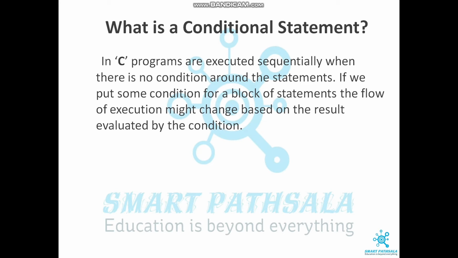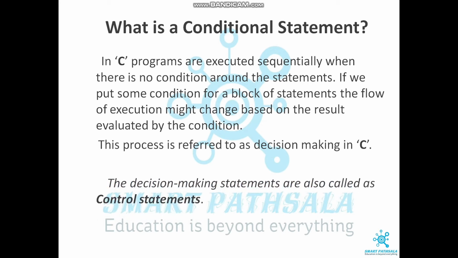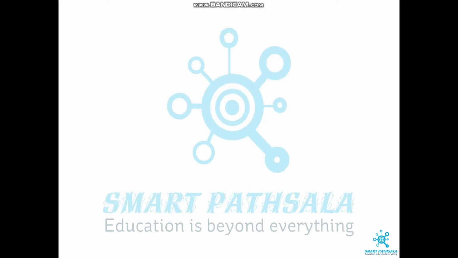In C, the idea is the same. If you put some condition, the flow of execution might change. This process is referred to as decision making in C, and this decision making statement is also called a control statement. Now we know what a conditional statement is. Now let us see the different types of conditional statements.